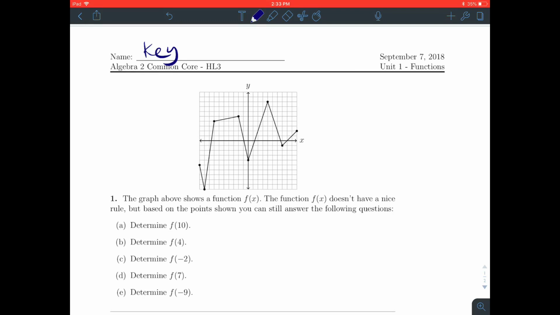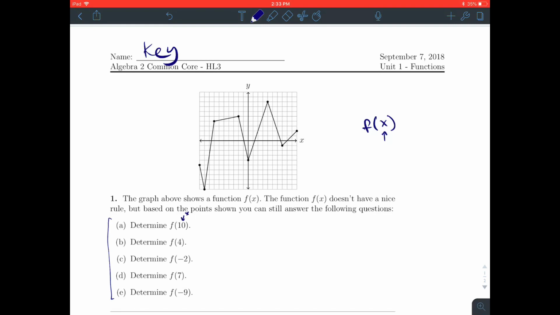The graph above shows a function f of x. The function f of x doesn't have a nice rule, but based on the points shown, you can still answer the following questions. So it looks like for all of these problems, we have the same structure. We've got f and then a number inside the parentheses, which is usually x.